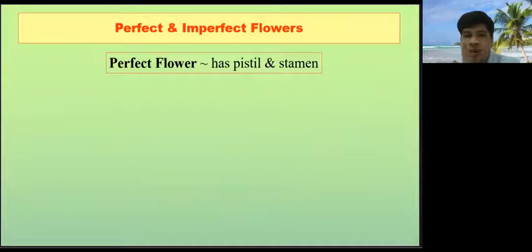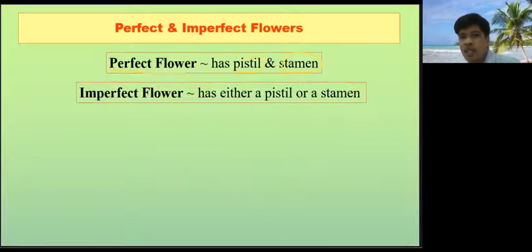Okay, if a flower has both the pistil, the female part, and the stamen, the male part, we say that the flower is a perfect flower. Now, if the flower has either a pistil or a stamen, meaning only one, pistil only or stamen only, it's called an imperfect flower. Okay, imperfect flower.